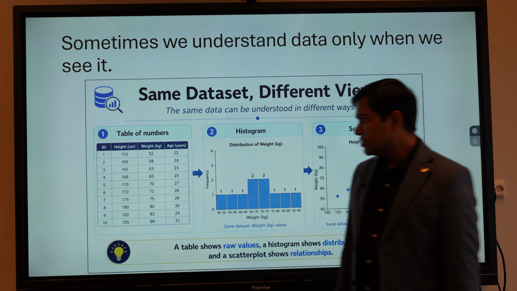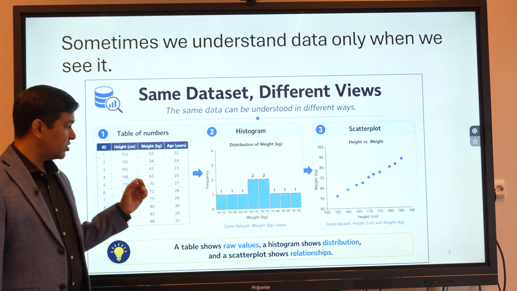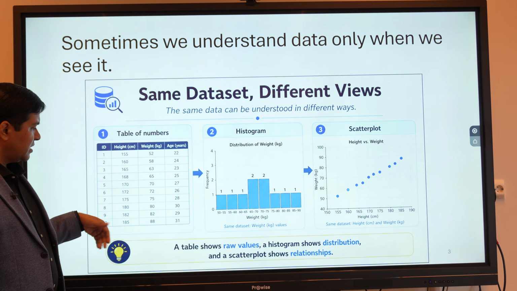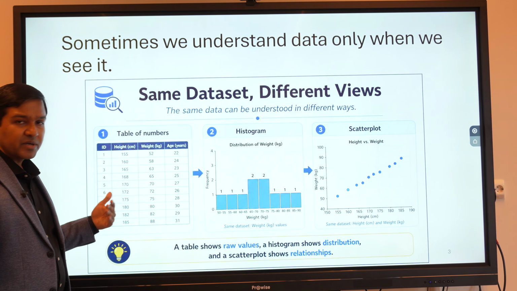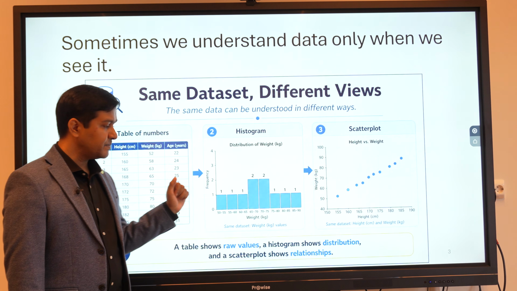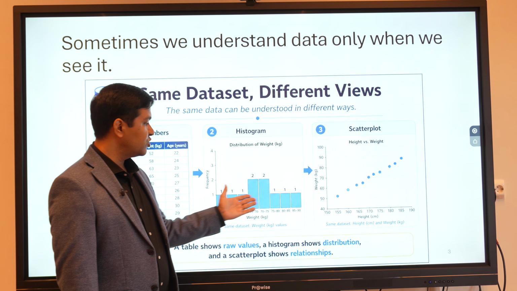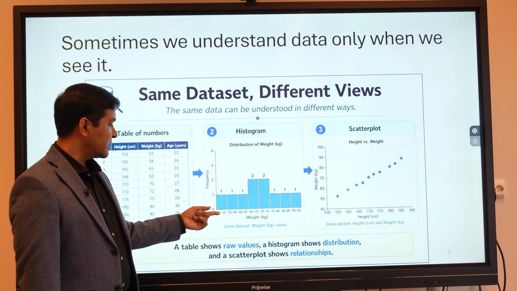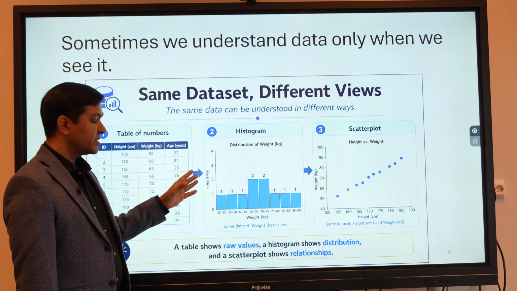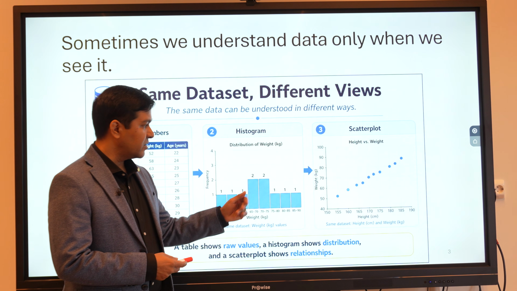So you can see, if we are given data like this, in an Excel sheet or tabular data, with height, weight, age, sometimes it is difficult to see what is happening. But what if we convert it into a histogram? Then we can see how the distributions are, how many times a particular weight category is appearing.